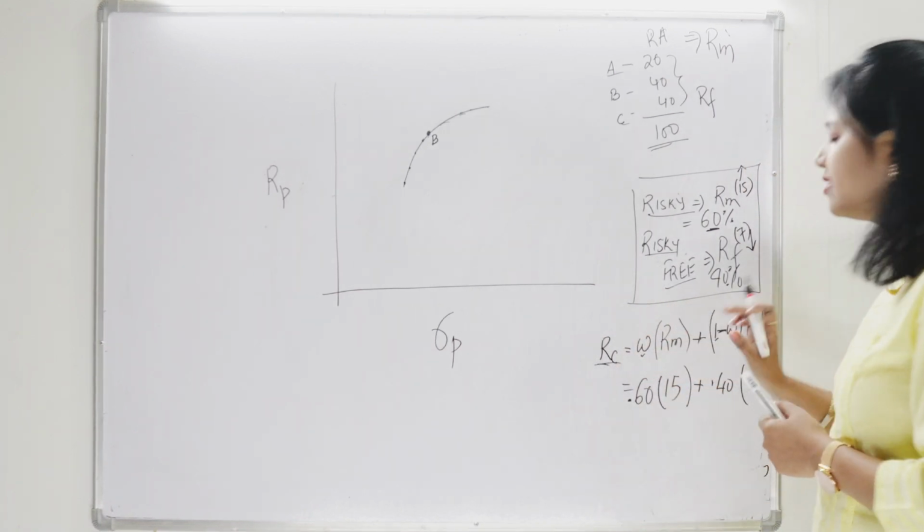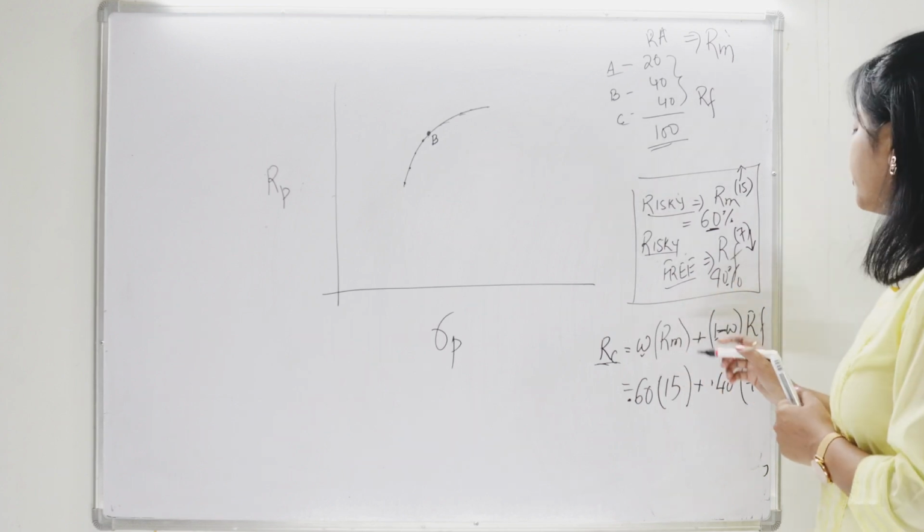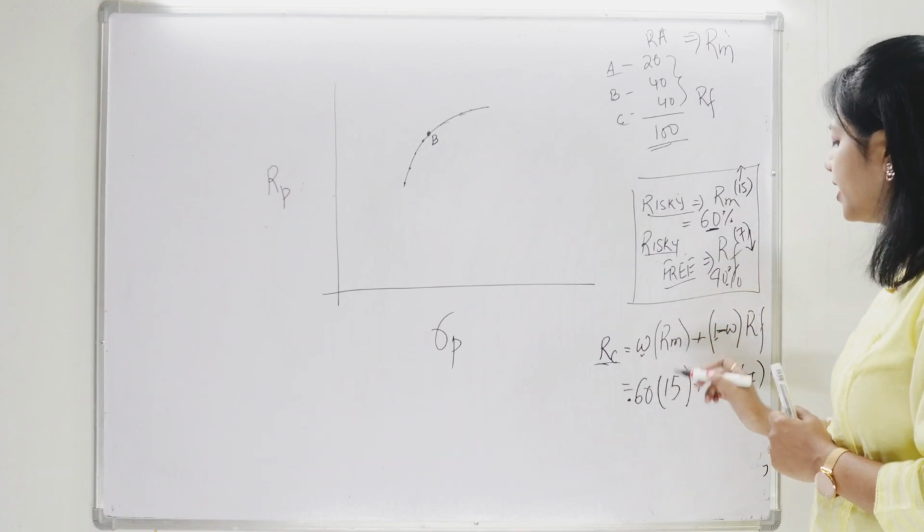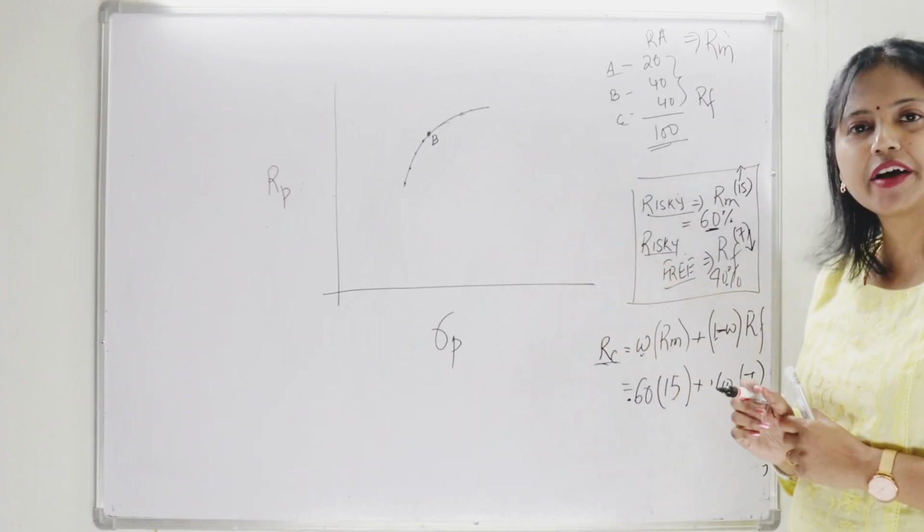Why am I doing it like this? I am doing it like this because if I invest the whole money in the market, I will get 15%, but the risk is also high.